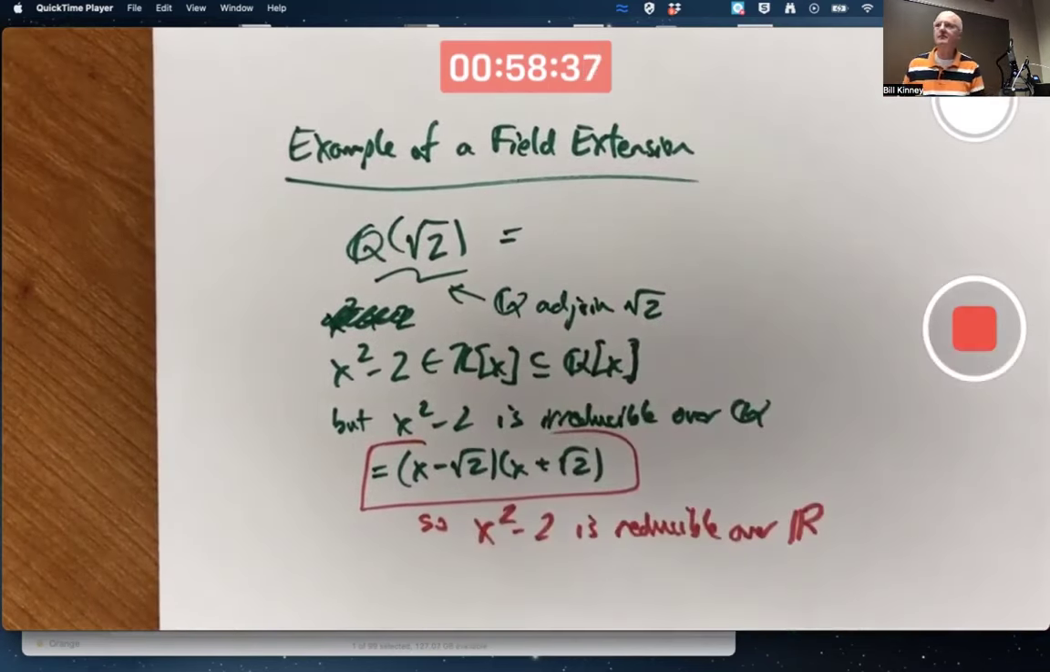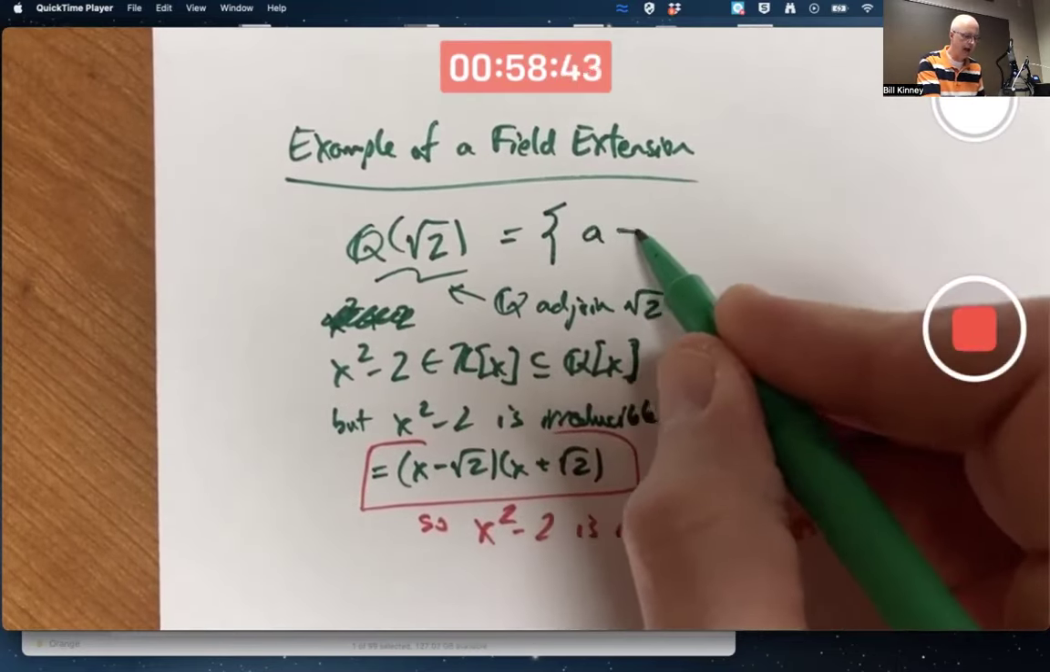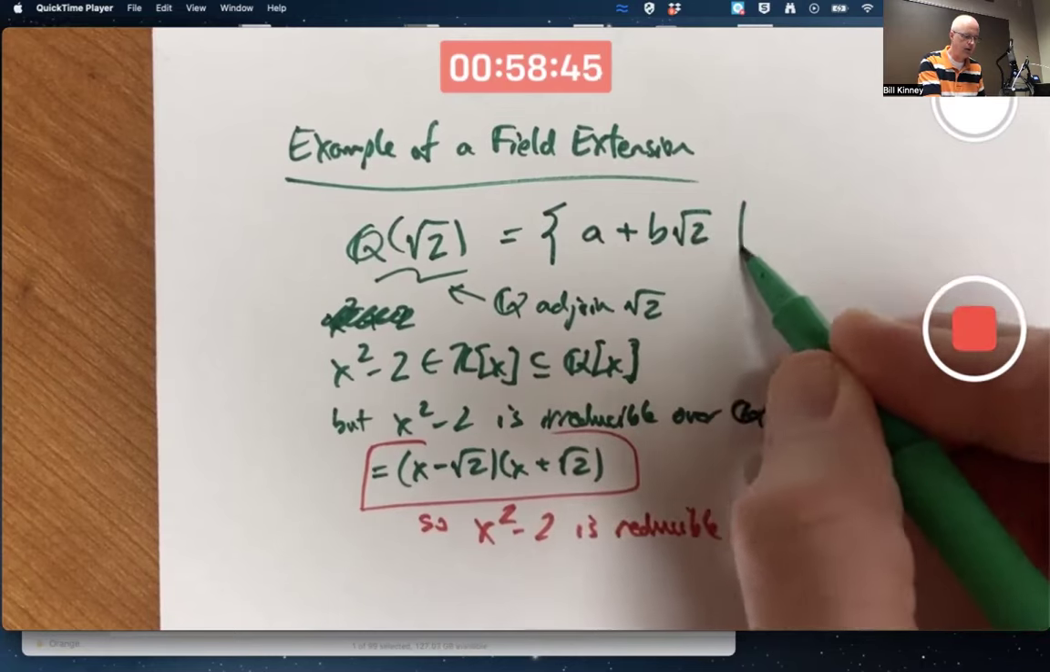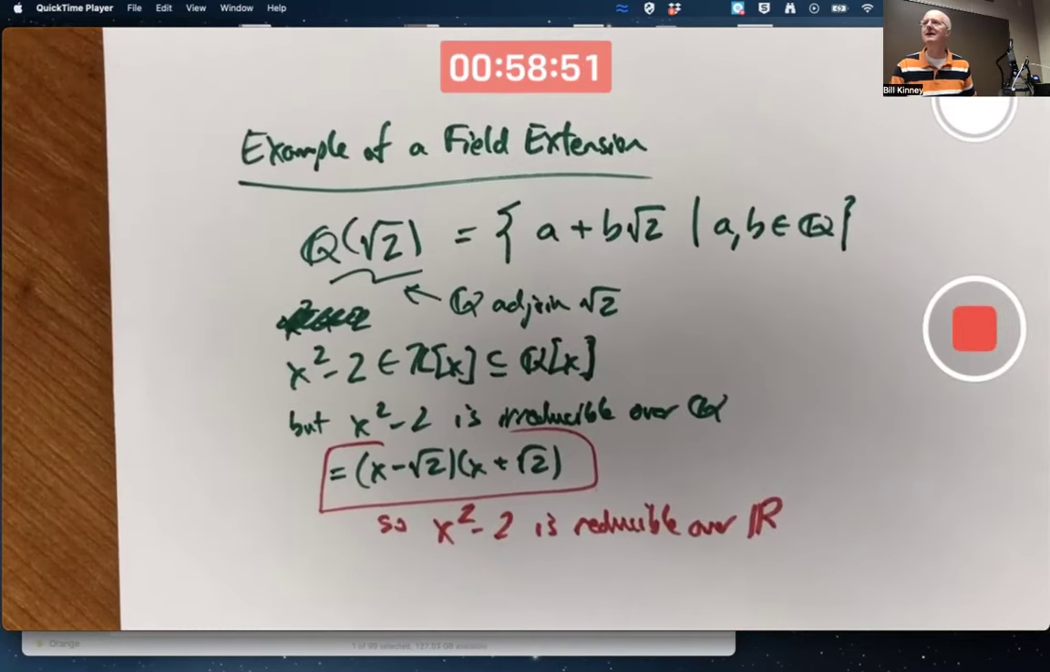It is, as a set, the set of all numbers of the form a plus b times square root of 2, where a and b are rational numbers. That's what it is. And that does contain square root of 2, but it contains plenty of other things besides square root of 2 that are not rational numbers, like 2 square root of 2 and 3 square root of 2 and square root of 2 over 2, or 3 square root of 2 over 2, square root of 2 over 3, 5 square root of 2 over 3, negative 17 square root of 2 over 3.